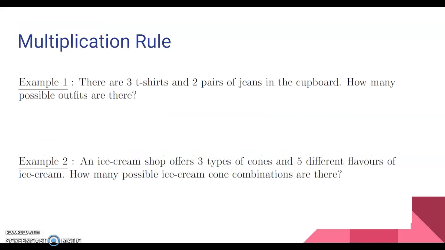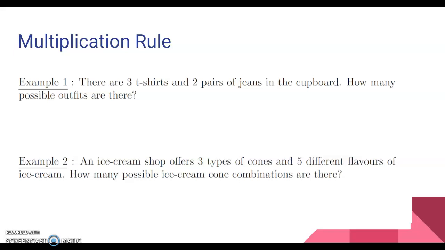First example, there are 3 t-shirts and 2 pairs of jeans in the cupboard. Why would you put clothes in a cupboard? Don't know. How many possible outfits are there? So we know for an outfit we're going to need 1 t-shirt and 1 pair of jeans. So we're selecting 1 t-shirt and 1 pair of jeans. Now we're assuming these all look cute together.